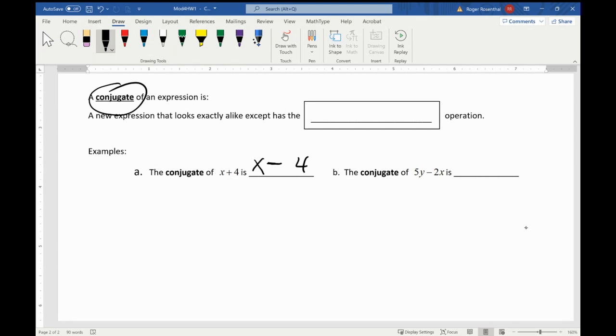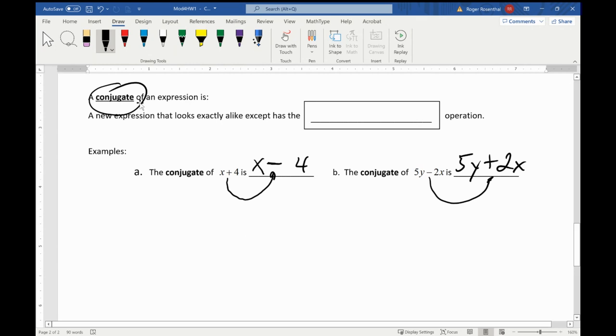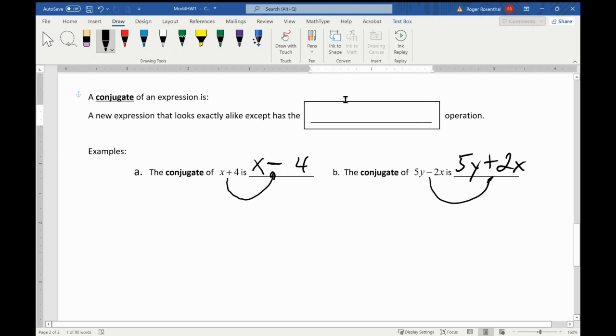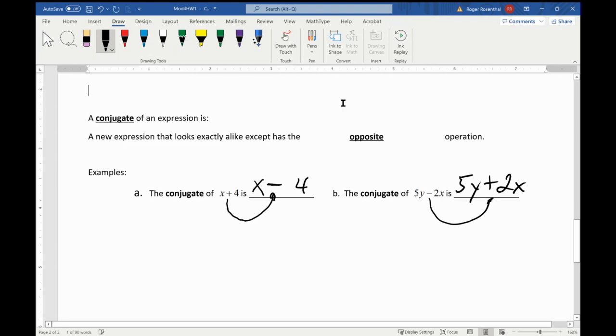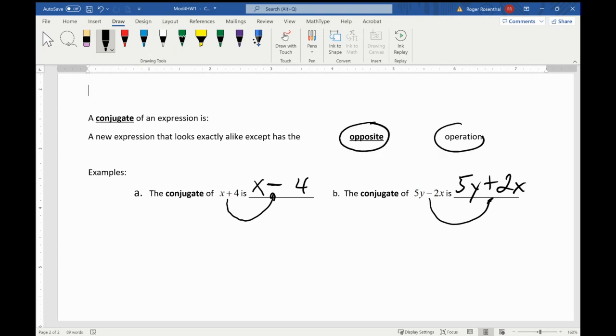It just means change the sign in the middle. That's all that means. The conjugate of 5y minus 2x is 5y, instead of minus, we put plus, and then 2x. That's how you find the conjugate. So the conjugate involves taking the sign and changing to the opposite. And that's what it says up above here. To find the conjugate, you just change it to the opposite operation.